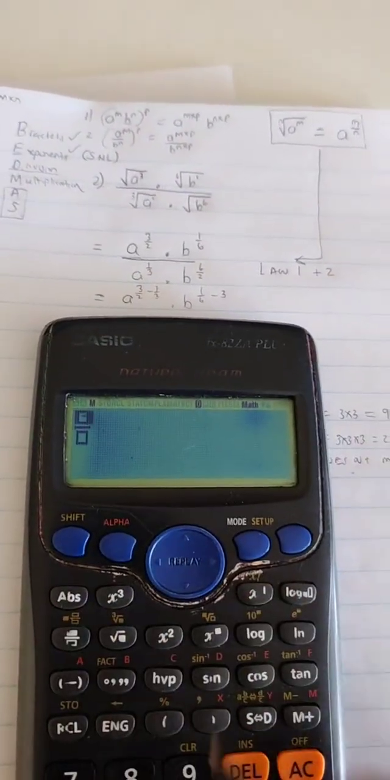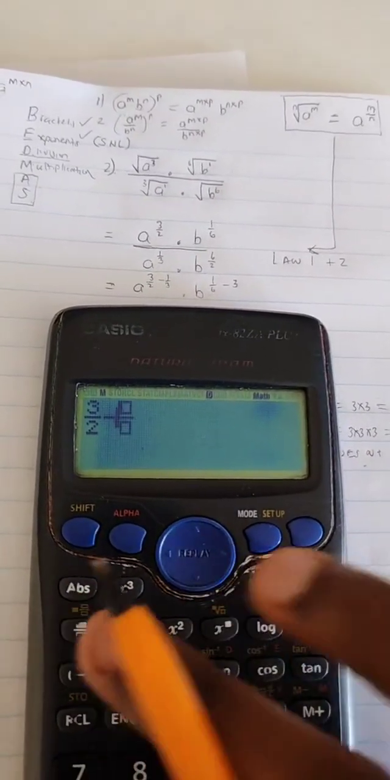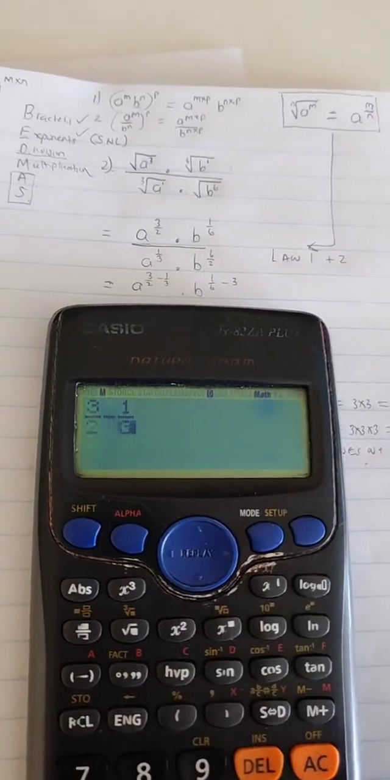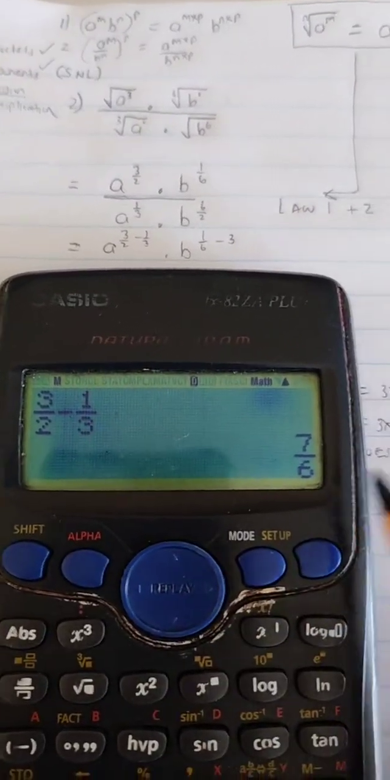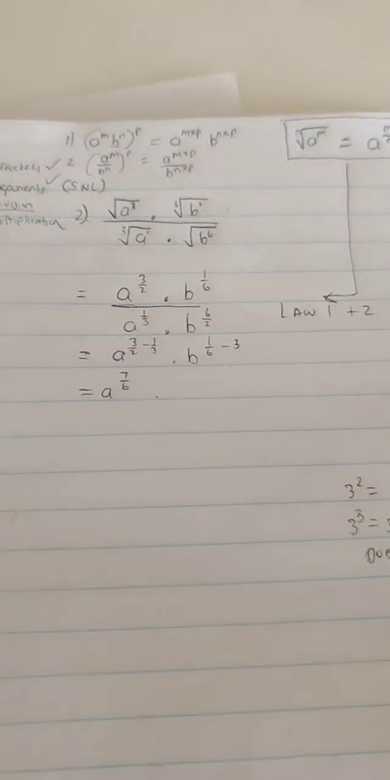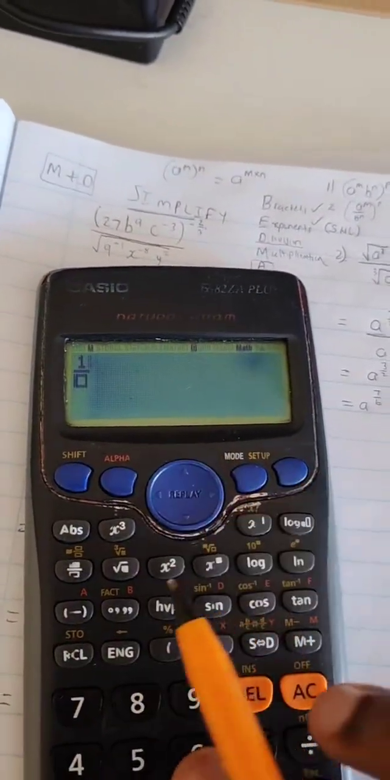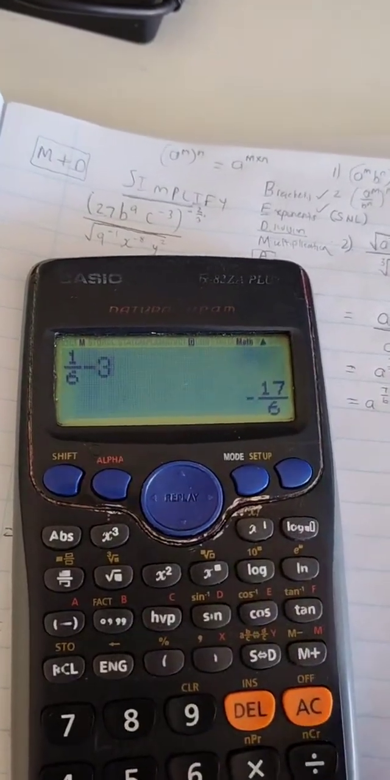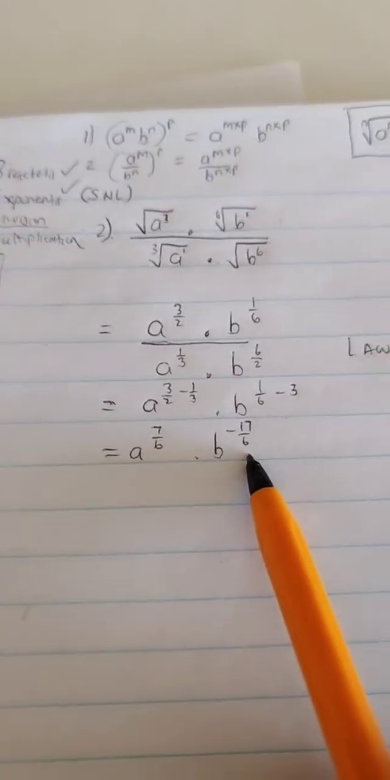I know some of you want to do that maths and get the same denominator, but you know what? There's no marks for that. Look, 3 over 2 minus 1 over 3 from my calculator is 7 over 6. So I'm going to say a to the power 7 over 6. Same thing, 1 over 6 minus 1 minus 3. Calculator, yeah, that's why I love you, calculator. B to the power negative 17 over 6.